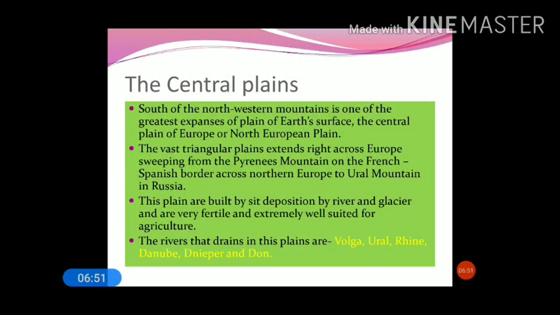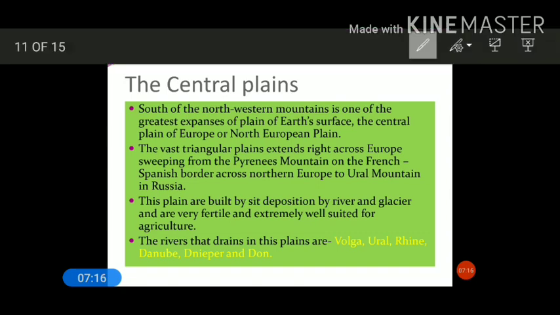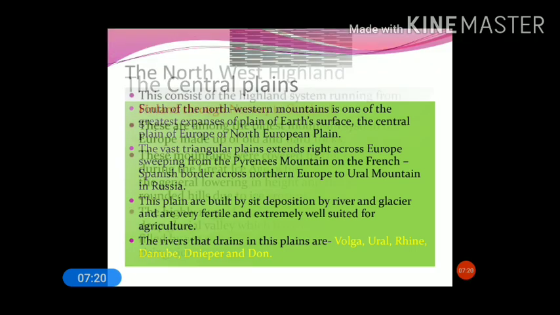Now the central plain lies just south of the northwestern highland, or you can say it lies just to the south of the northwestern mountain system, and is a great expanse of plain of earth surface, that is a very extensive plain, the central plain of Europe or the North European plain. It is also known as the central plain of Europe, or the North European plains. You can also see in the map here.